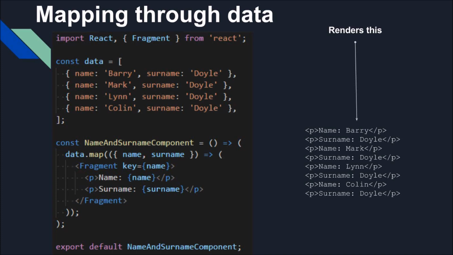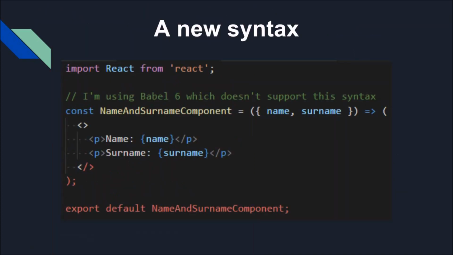It's the name Barry, surname Doyle, name Mark, surname Doyle, and on and on and on. So that's pretty cool. Right, and then there's another thing here. We have a new syntax.